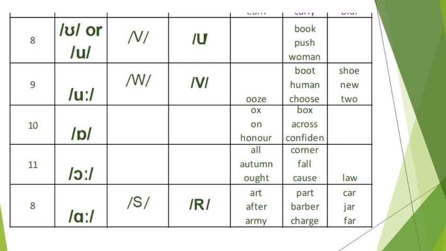This happens initially, medially, and finally. Initially in words such as art, after, army. Now medially, words such as part, bar, charge. Finally, where the words are ending in AR, this will be ah: car. R is not produced.